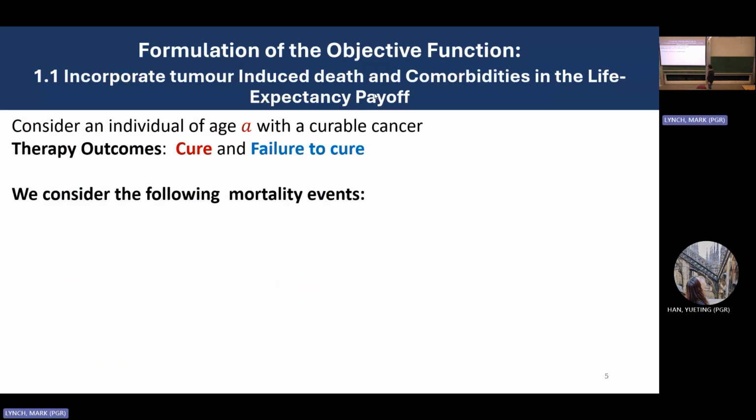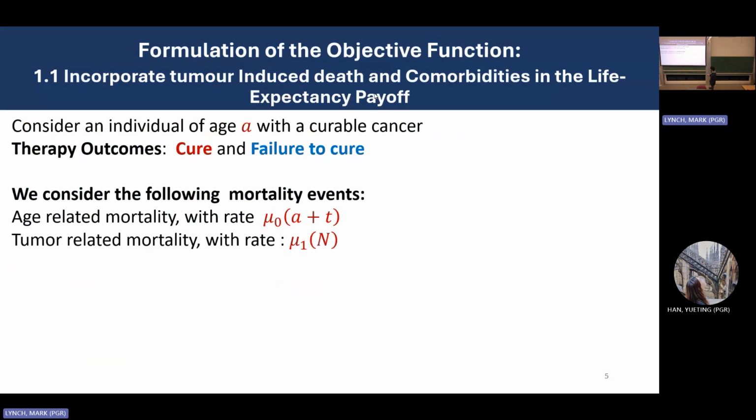So then we consider also different mortality events. So a patient can die due to his or her or their age. So as a member of a general population, there is a specific probability of death. Then we have tumor-related mortality, because of course the patient dies from the tumor. And last we have drug-related mortality, so the patient can die from the drug.